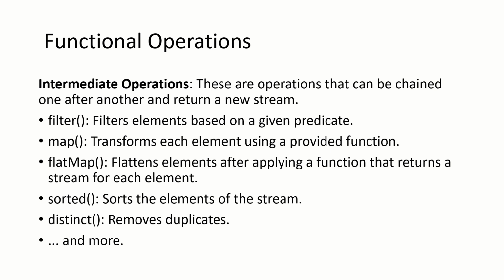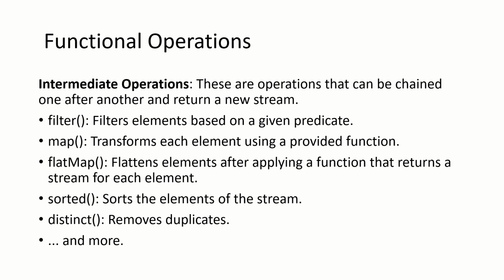So in the predicate, we have to provide some condition, right? The same way in the filter, we have to pass the predicate. In that predicate, we have some condition, and based upon that condition, it will filter out the list of elements and then give you a filtered or transformed stream. Okay, so this is about the filter.